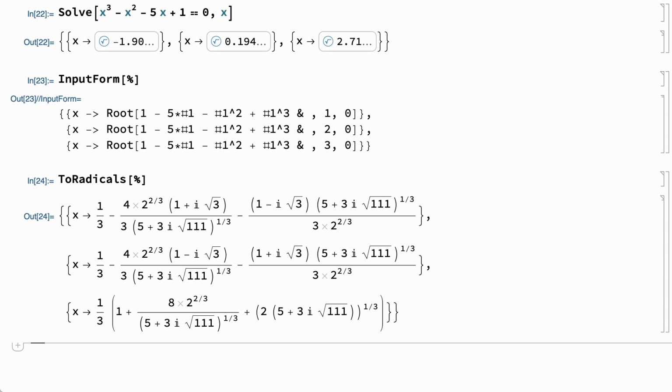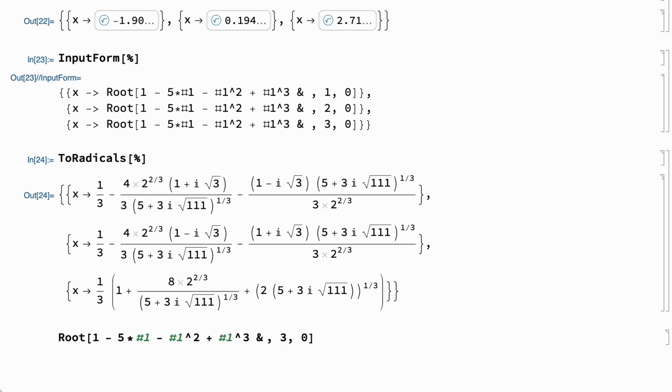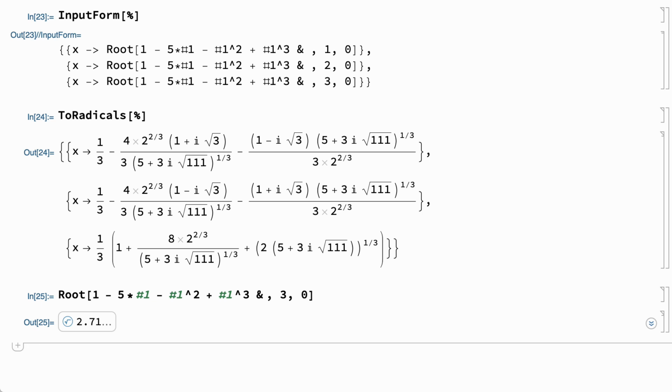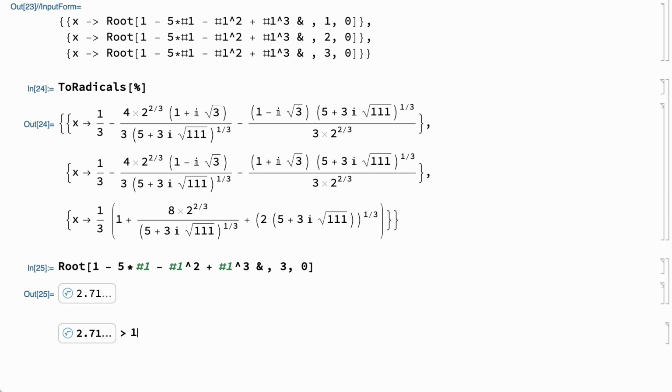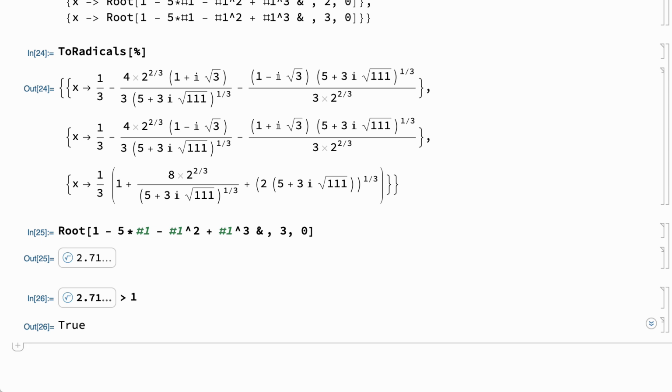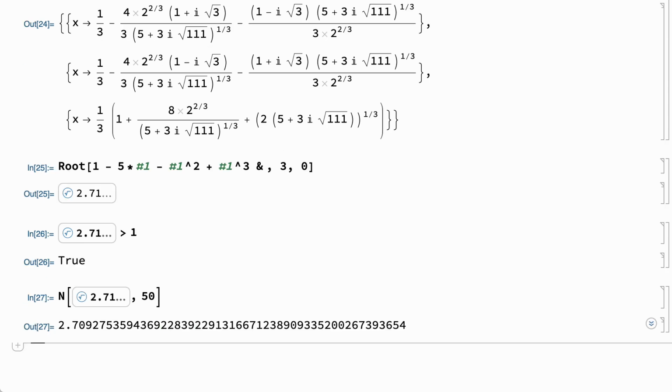Root expressions are usually more compact than radicals, however, and can be used in calculations much like radicals. For example, here is one of the root expressions from that previous example. The result can be used in calculations, such as in this inequality, or it's possible to compute high-precision numerical approximations for that expression, and so on.